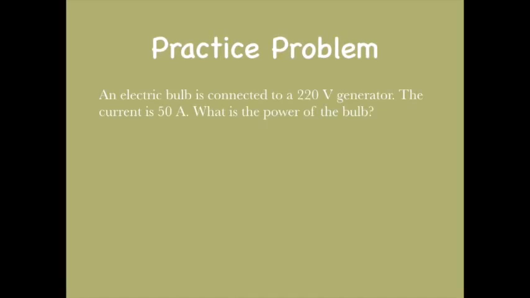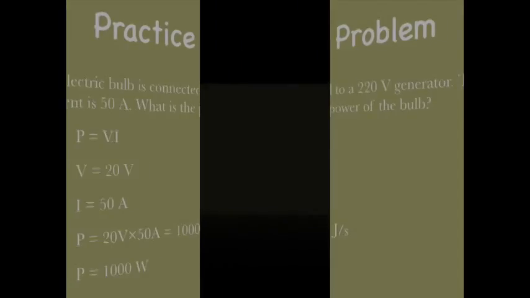So let's solve a problem on the concept of power. I have a question in which you have a bulb connected to a 220 volt generator and the current is 50 amperes. What is the power? So by using this formula, I have the value of V to be 20, I to be 50. So power will be 1000 joules. Please change the question, it's not 220, it's 20 volt.